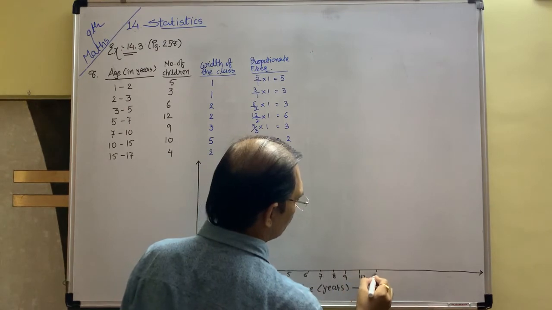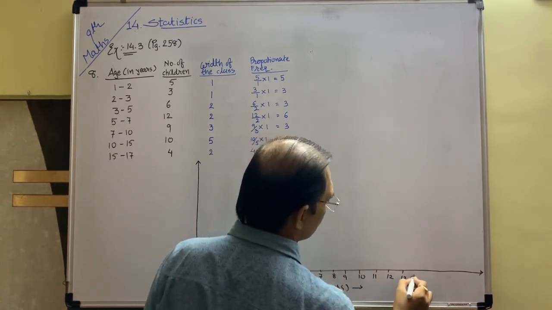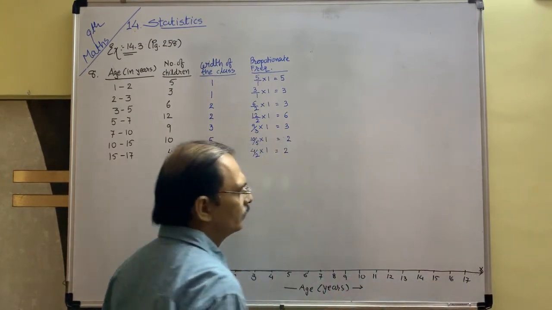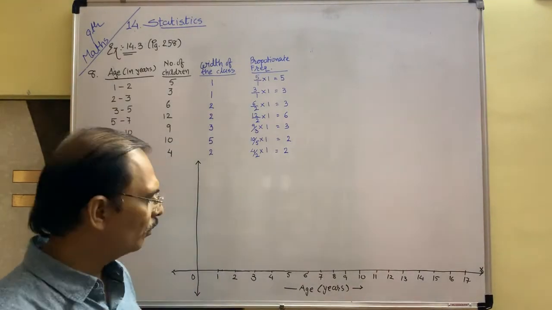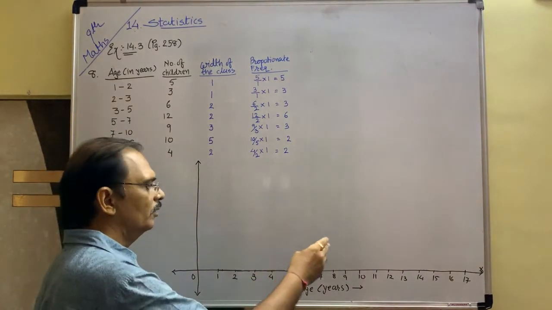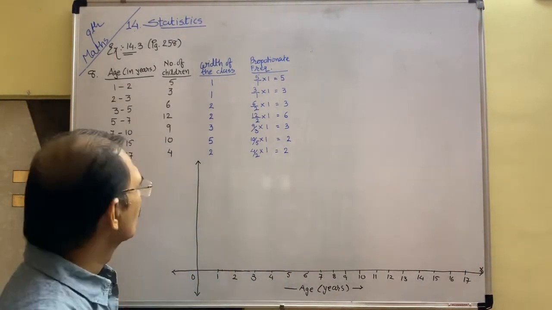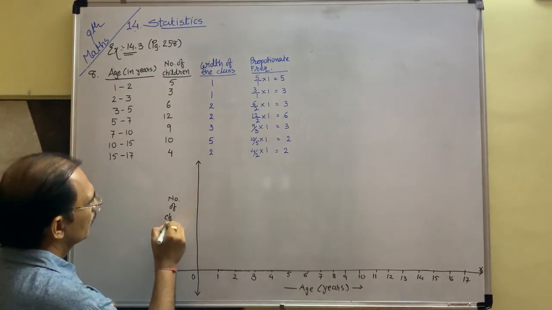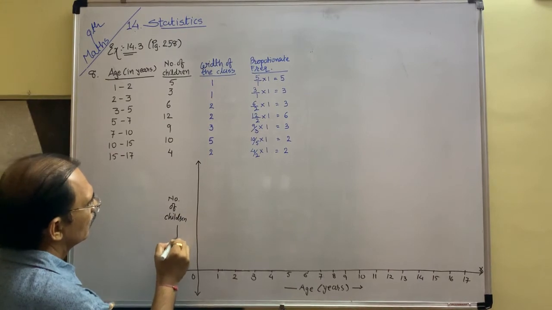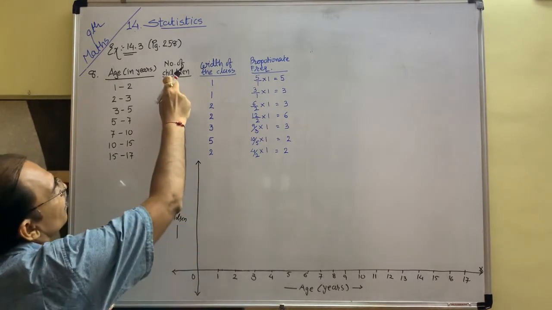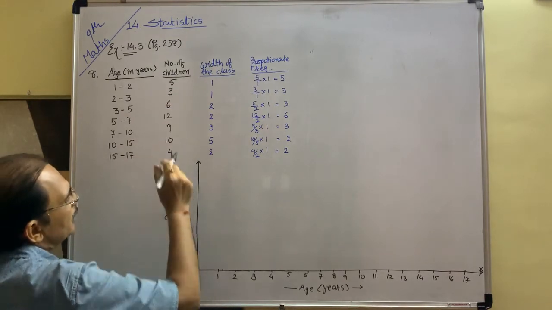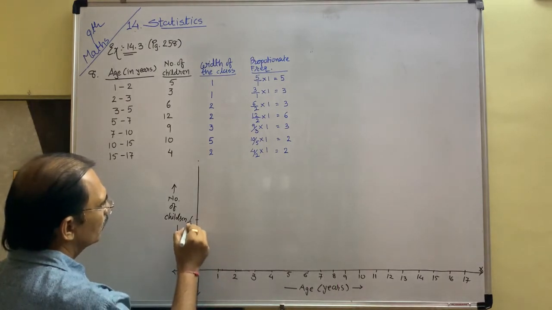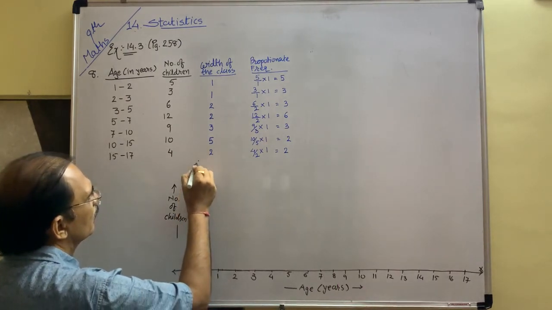9, 10, 11, 12, 13, 14, 15, 16, 17. If up to 17 is not possible for you, then you can write 1, 3, 5, 7 or 2, 4, 6, 8, etc. Now here, the number of children starts from a minimum of 3 and a maximum of 12. So once again here also you can write 2, 4, 6, 8, 10, 12.